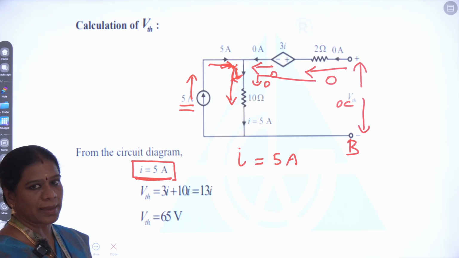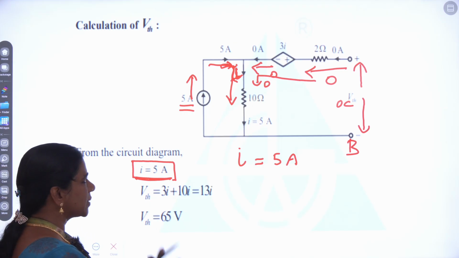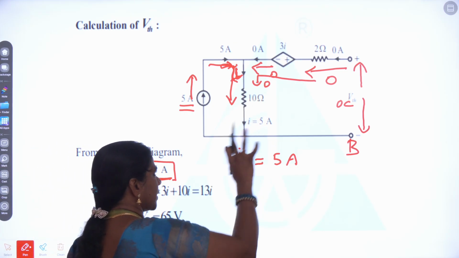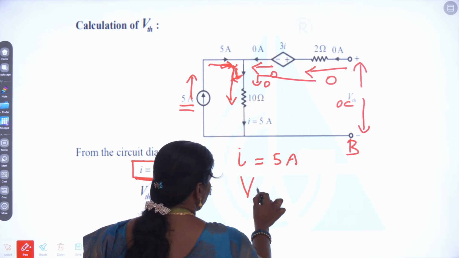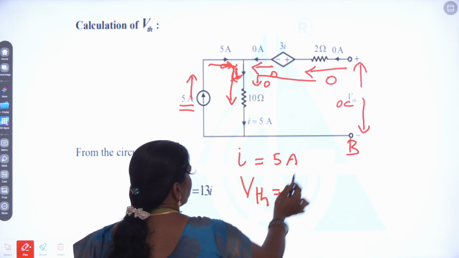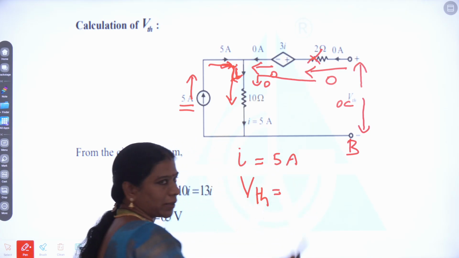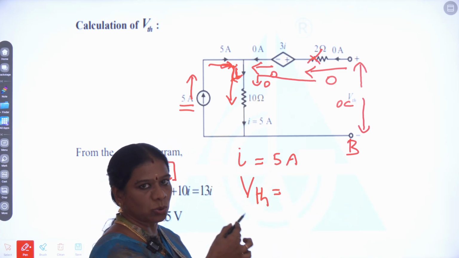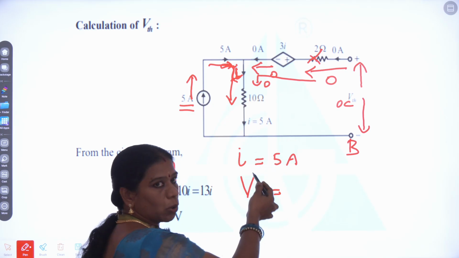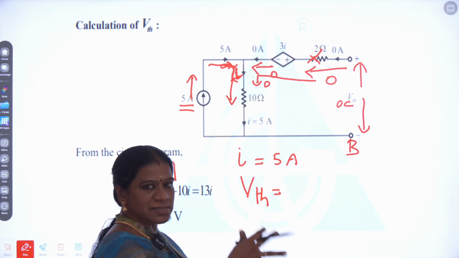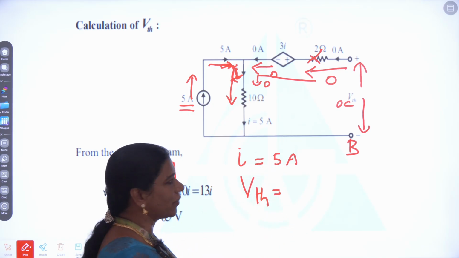Now we have to go for calculating VTH, right? What is the voltage drop across our VTH? VTH is given by, here there is no current, therefore this resistance will become ineffective. As there is no current passing through the 2 ohm, which is 0, right? So the resistance can be neglected. That will become ineffective now.